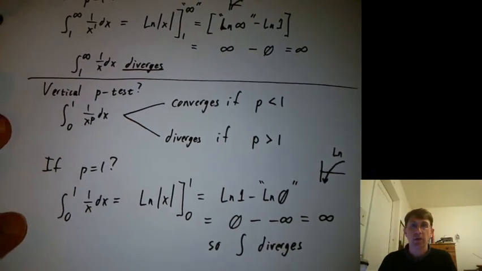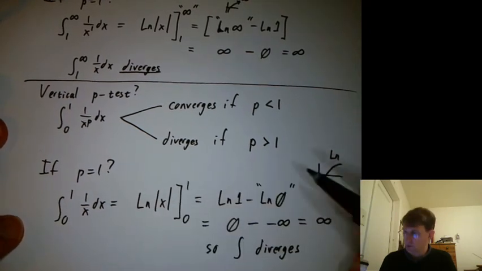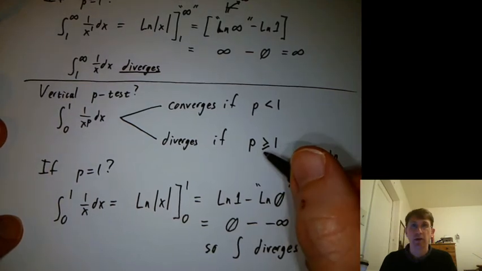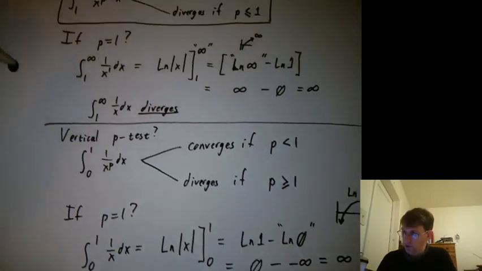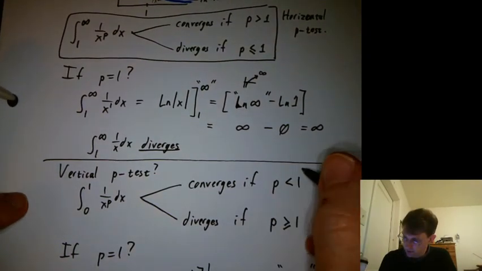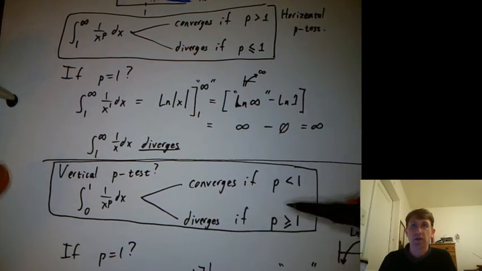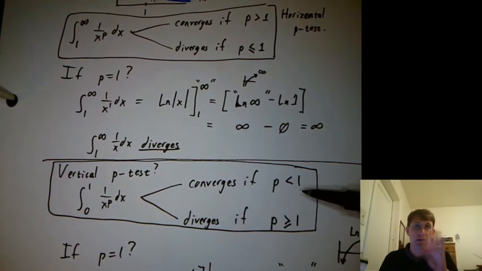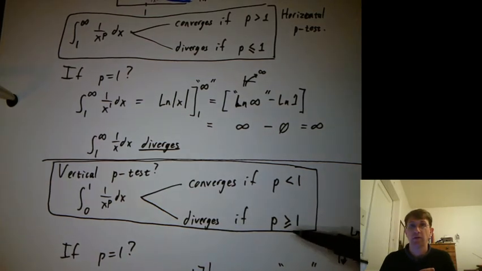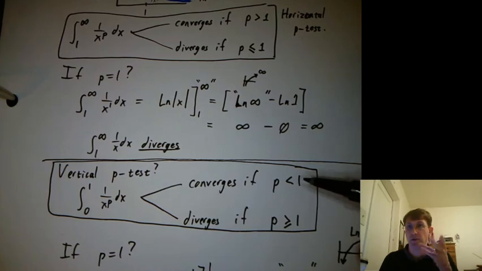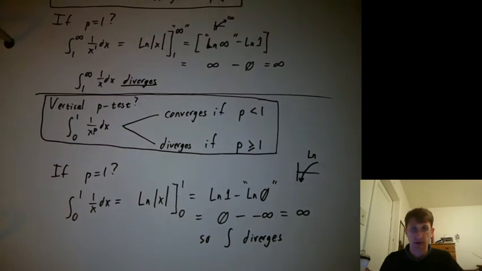So where do we put the equal sign in the vertical p-test here? The integral diverges if p is equal to 1, so we put it there. So it's an interesting symmetry, or non-symmetry, between the horizontal and vertical p-test. The converges versus diverges, you flip the greater than or less than, but p equals 1 diverges in both cases. So the equals goes on diverge in both of them. Other than that, you flip the inequality. So that's the horizontal and vertical p-test.